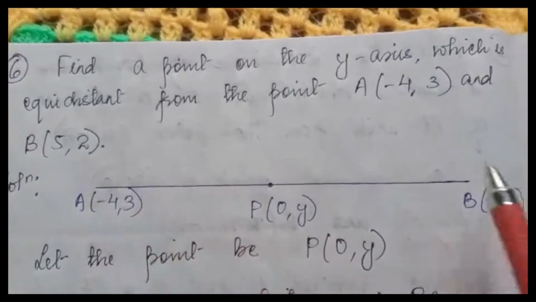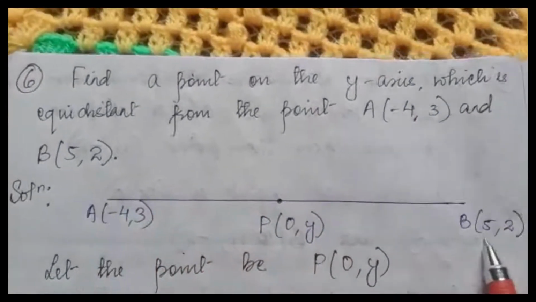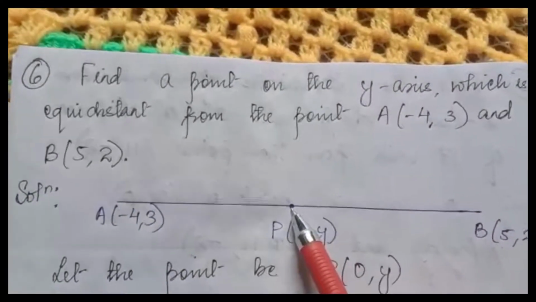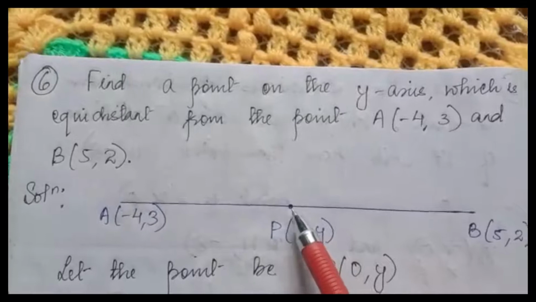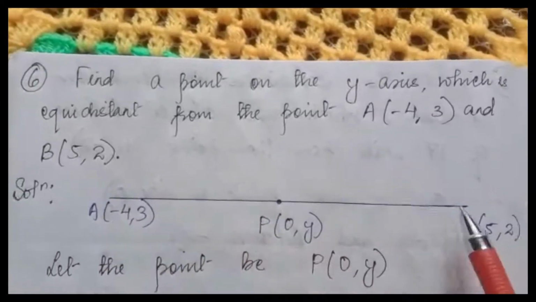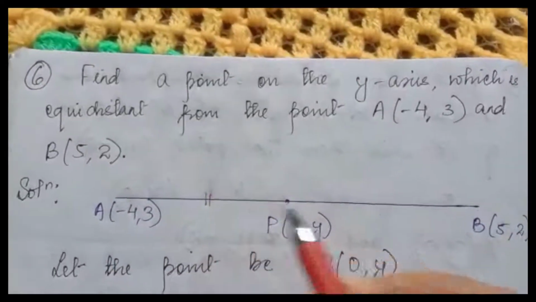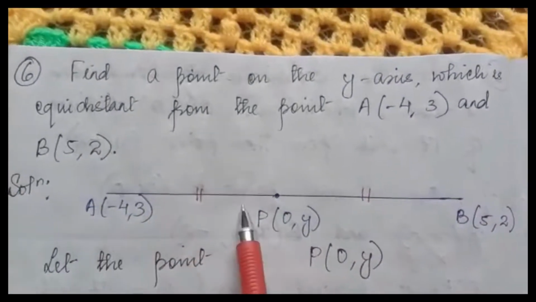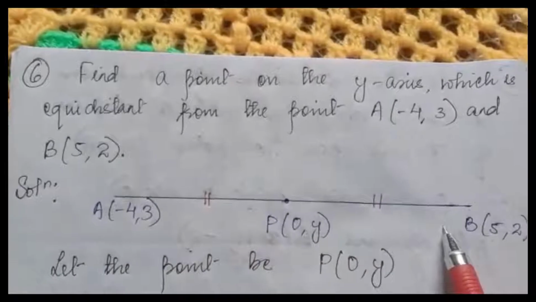So first you draw a line, we join A and B. So that point on the y-axis will be here, which is at an equal distance from A as well as B. That means these two distances are equal. This means equidistant. AP and PB are equal.